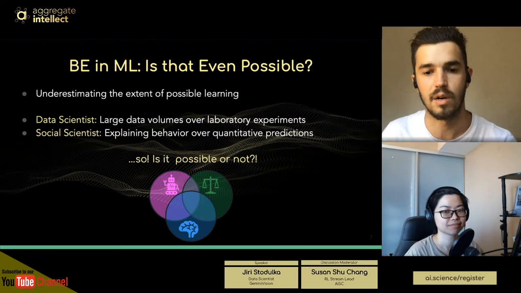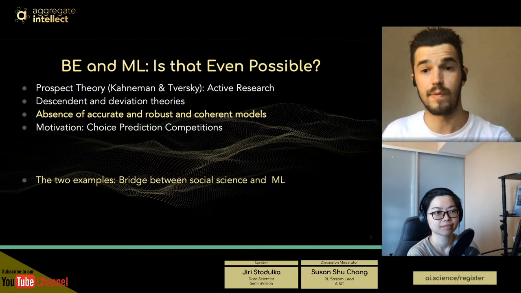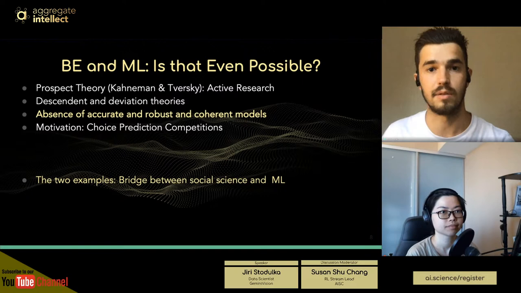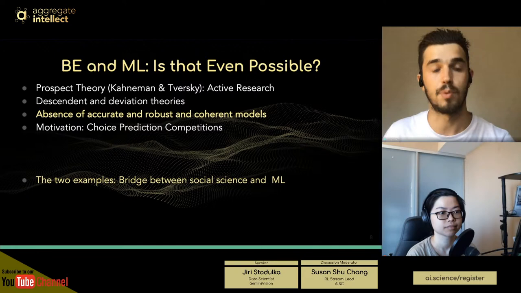I will discuss the two works very shortly. I just want to give you some overview of the theory that actually led to facilitating machine learning in behavior economics. So I mentioned rational choice theory, which turned out to be wrong in history. And that's why Daniel Kahneman and Tversky came with prospect theory, trying to mitigate its limitations. There is still active research in this field and many descendant and deviation theories. On the other hand, there is an absence of accurate and robust coherent models in this cognitive field.